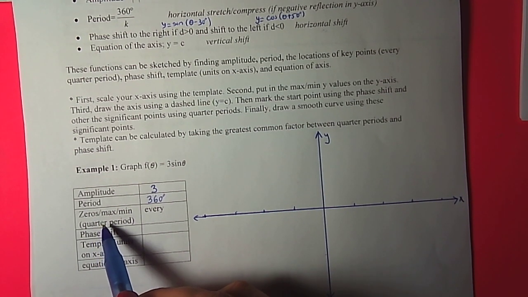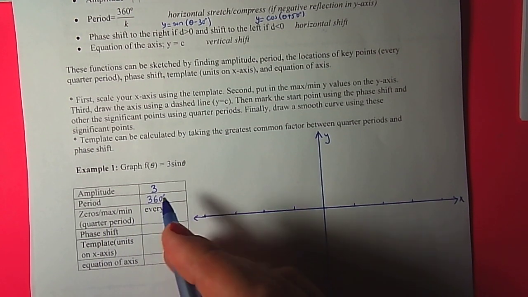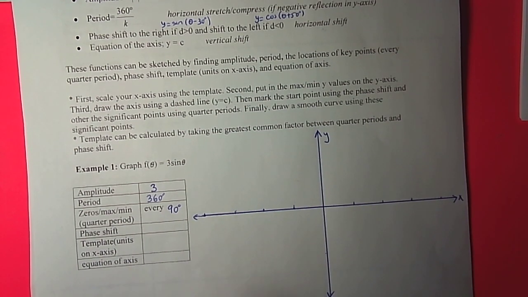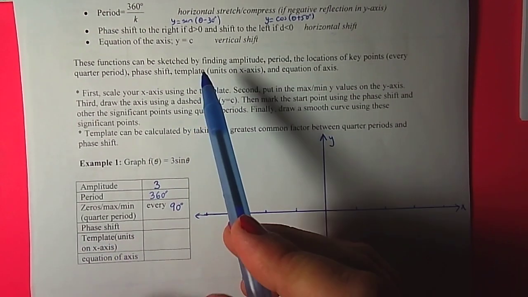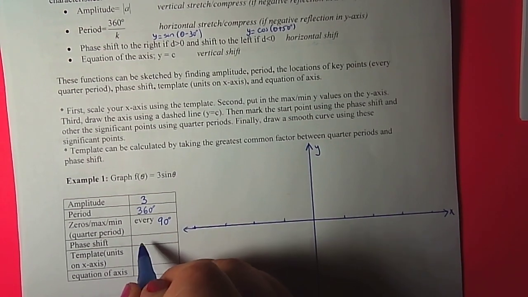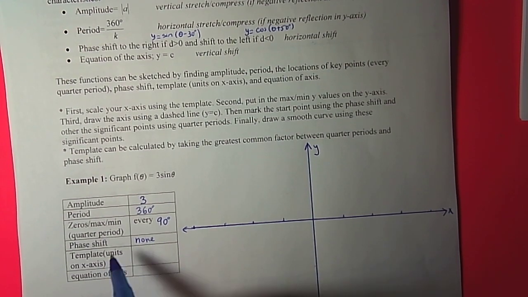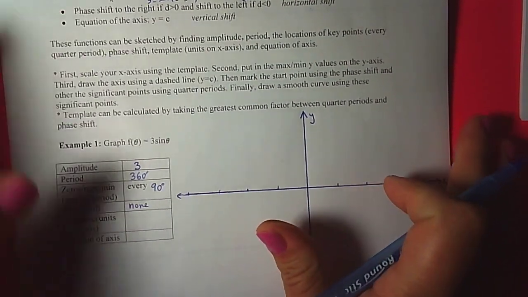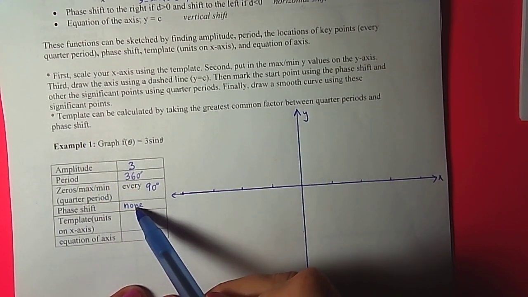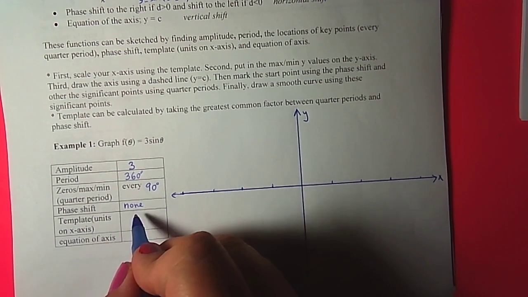So zeros, max, and mins, those are the key points. They happen every quarter period. If one period is 360 degrees, then divided by 4, you get 90 degrees. So key points are happening every 90 degrees. Phase shift. We need to check the D value. In this case, we don't see any D value, so there is no phase shift. None. Template: we said that the template is the greatest common factor between quarter periods and the phase shift. Since there is no phase shift, we can just use the quarter period for the template, which is 90 degrees.